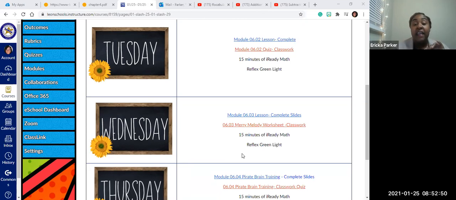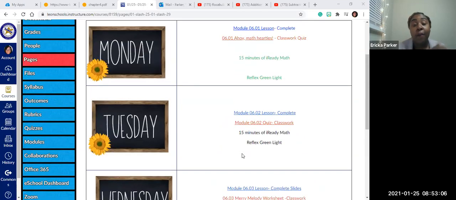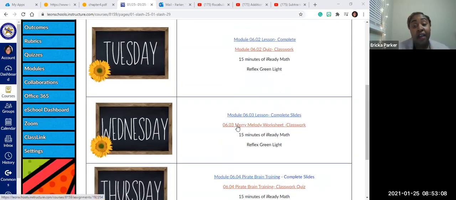Now, today's lesson, like I mentioned before, is 6.03, Mary Melanie. There is a worksheet that goes with this lesson as well that you must complete. If you don't already have it, please make sure that you get the packet so that you can work through the problems. This will be a lesson that you will have to complete on Canvas.